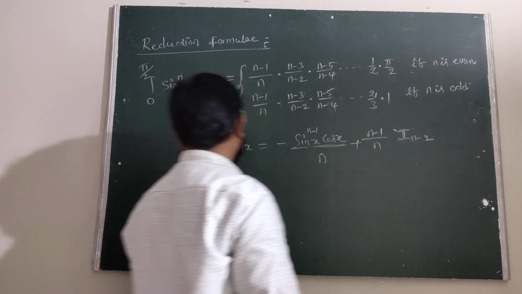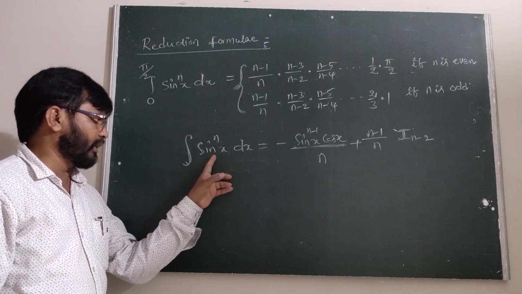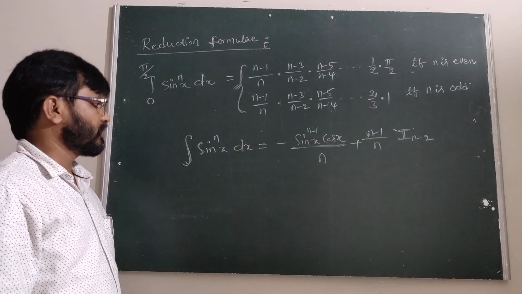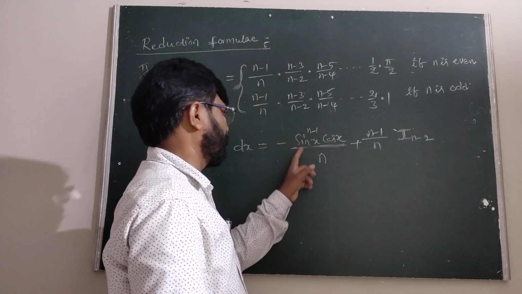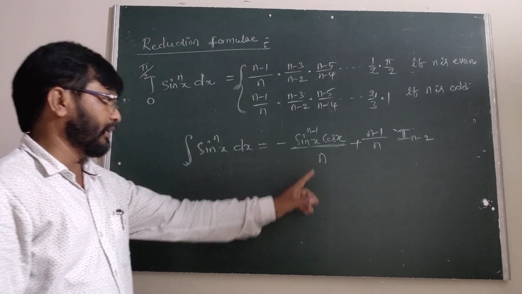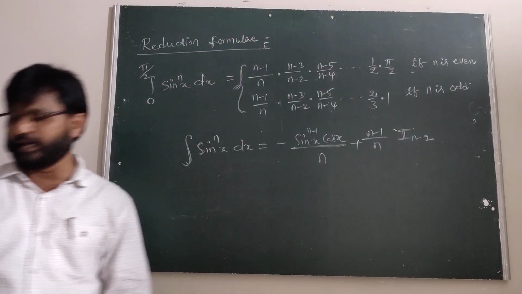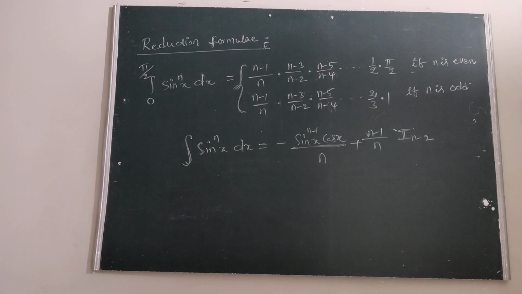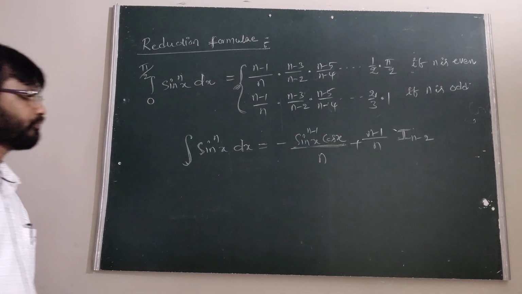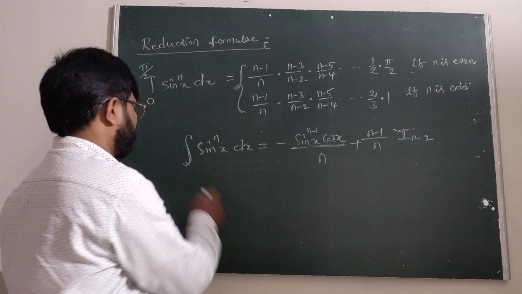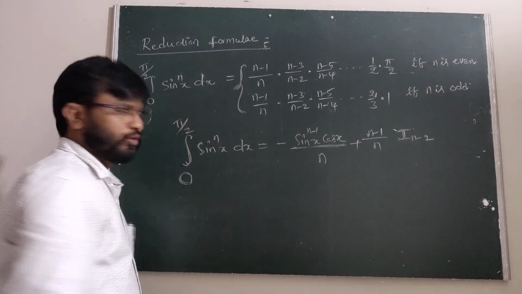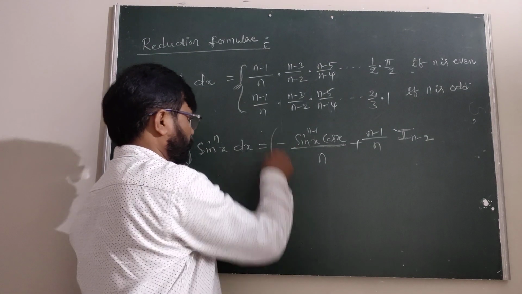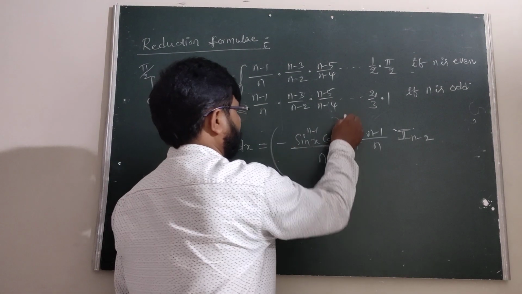Is it clear? The integral sin power n x dx is minus sin power n minus 1 x into cos x by n, plus n minus 1 upon n into I n minus 2. Okay. Now here it is given that the limits are 0 to pi by 2. Therefore now we are taking 0 to pi by 2.